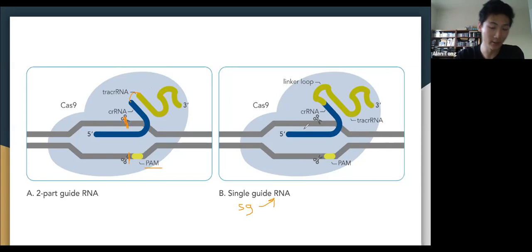Ethan asked, is the tracer RNA not a linker loop? No. The linker loop is called that because it links these two RNA pieces together. In nature, if we hadn't stepped in, there are actually two RNA pieces, which, if you think about it, is not too efficient for us because you have to make two of them.